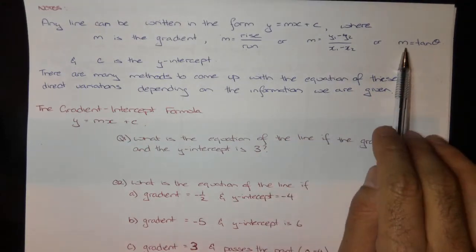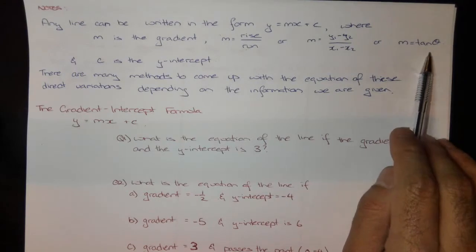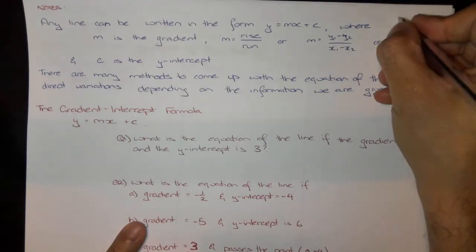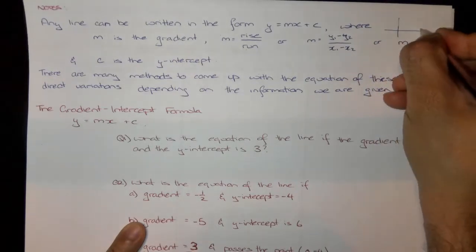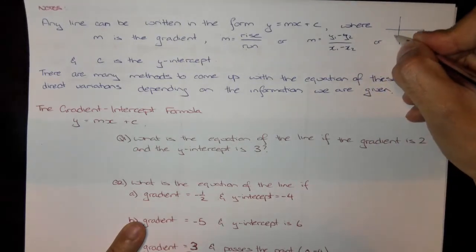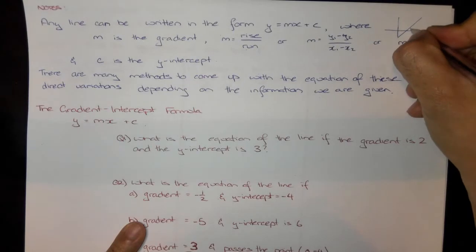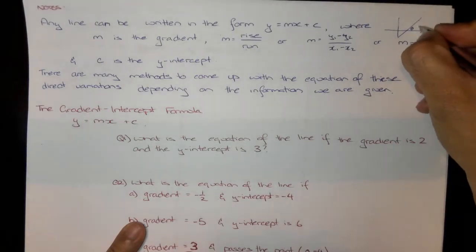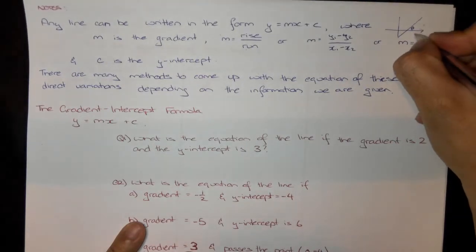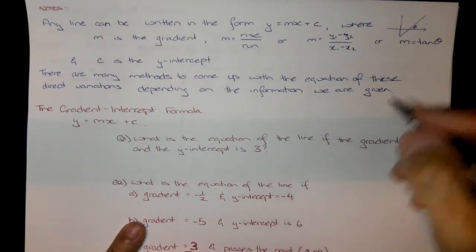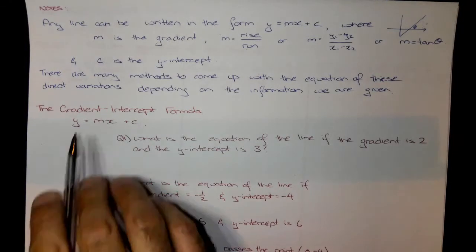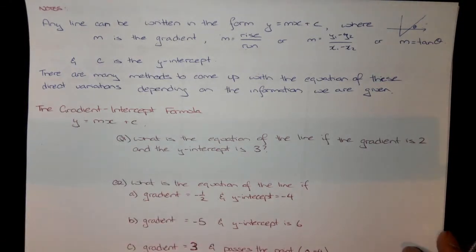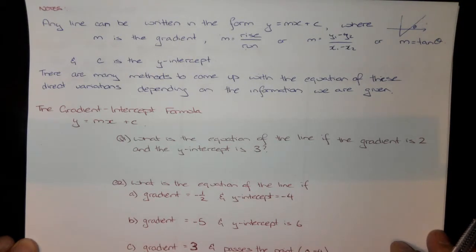Or alternatively, you can use m, the gradient is tan theta, and that's tan based on the x-axis. So there's my x-axis. Here is a line. Here is theta. And it's going to be opposite over adjacent, which is tan theta. Yeah, so that's my gradient. And then obviously c is the y-intercept. So there are many ways to come up with the equation of these relationships. It just depends on what information we are given.